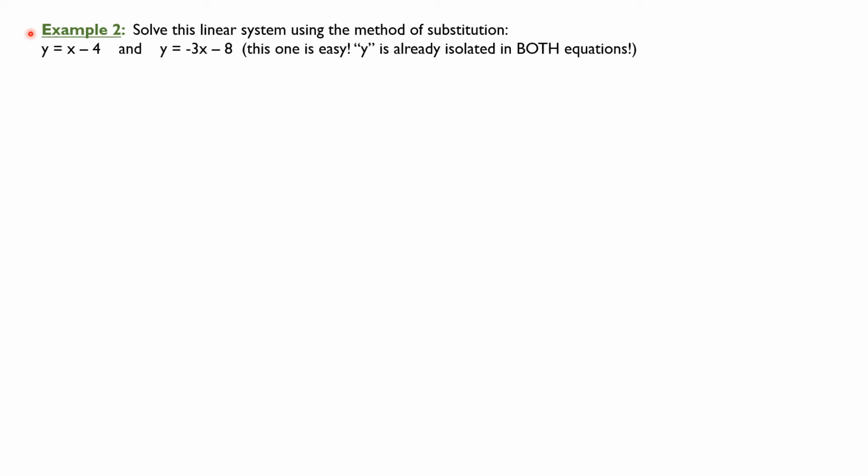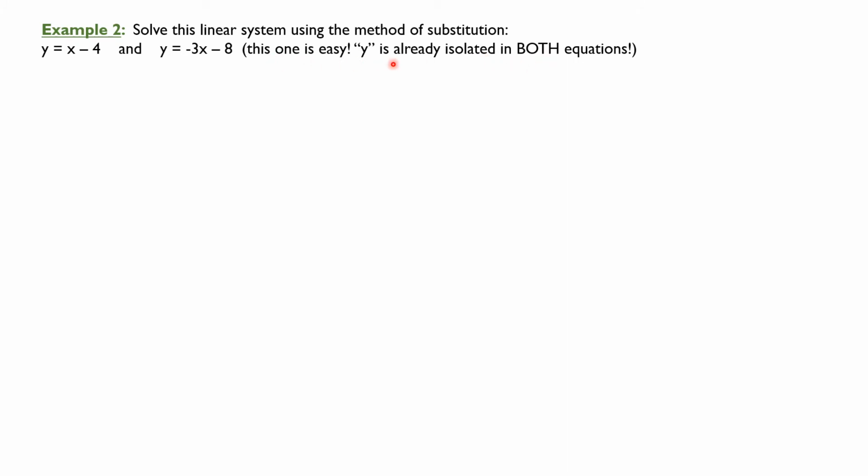Example 2. Solve this linear system using the method of substitution. So I haven't got all the steps written out for you this time, and I haven't got everything written out nicely. We're going to do that ourselves. We've got y = x - 4, y = -3x + 8. This one's easy. Y is already isolated in both equations.